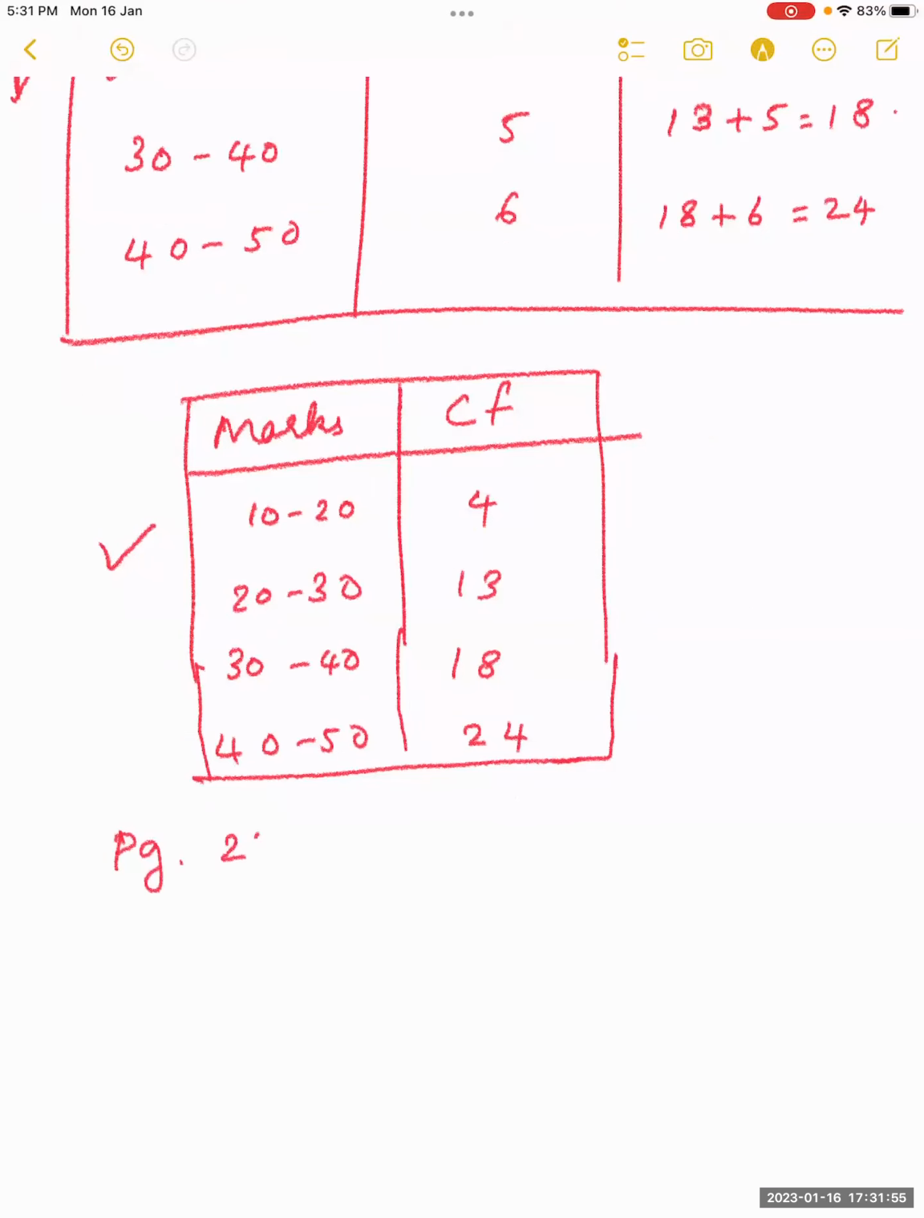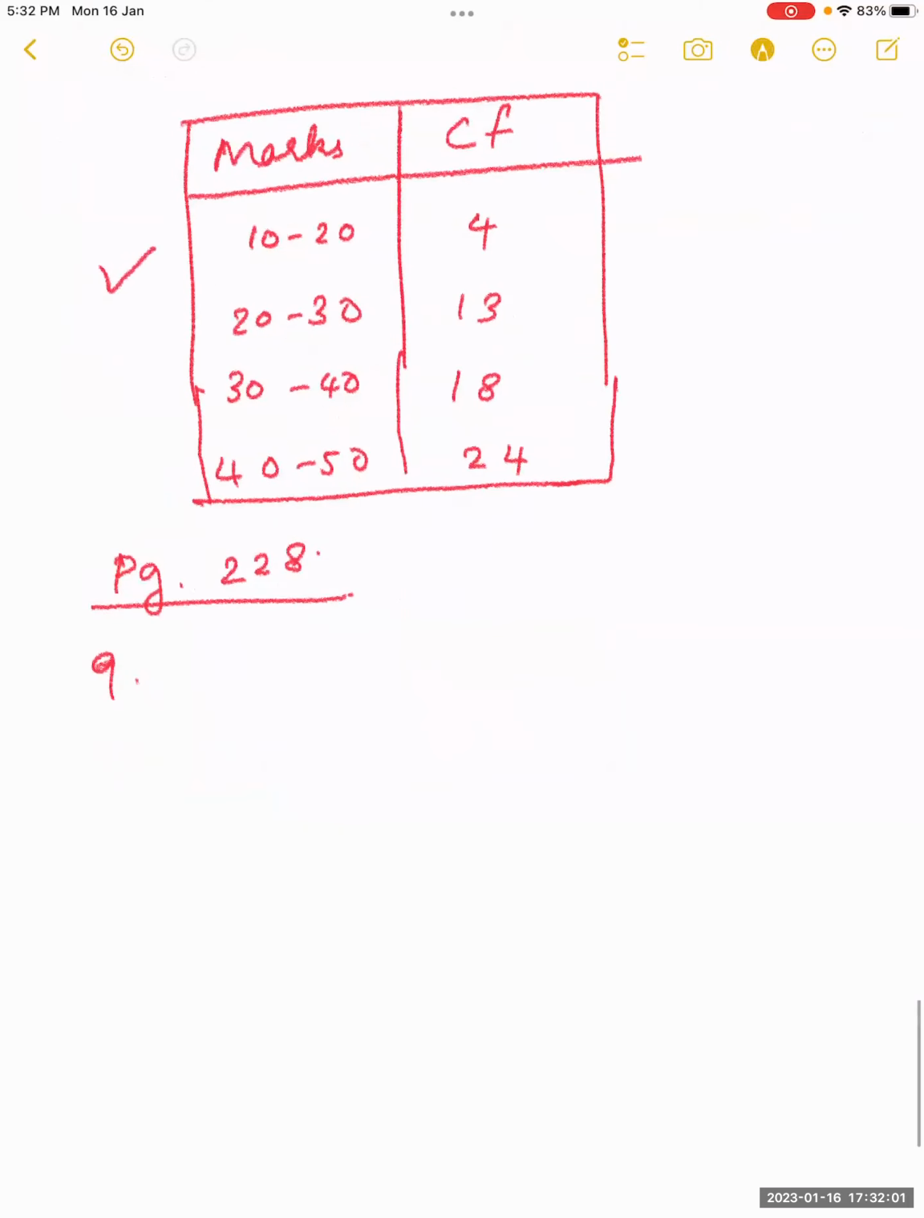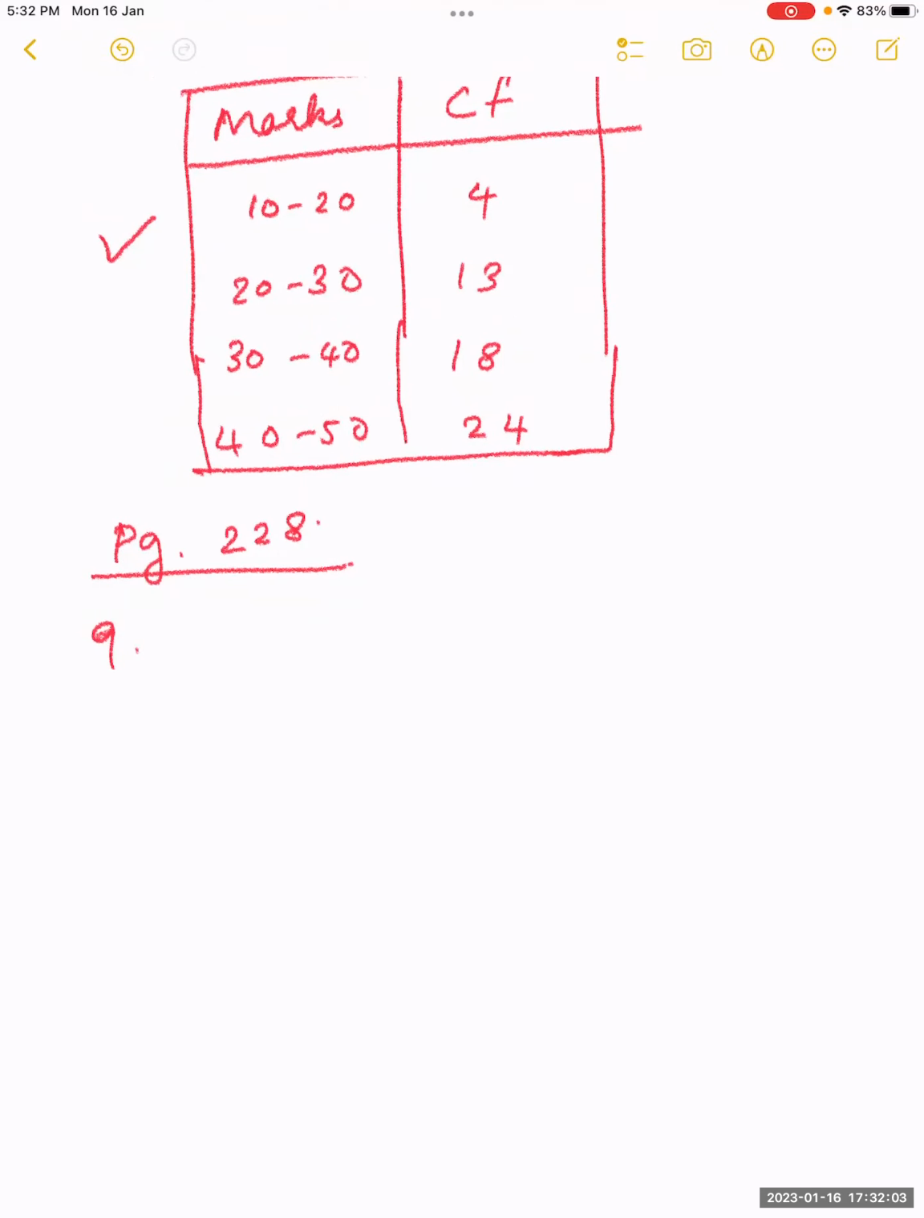Page number 228. Okay, page 228, 9th exercise. Here, they have given you a frequency distribution. Now they are asking you to calculate. Take the second question. They have given a class interval, and they have given cumulative frequency.